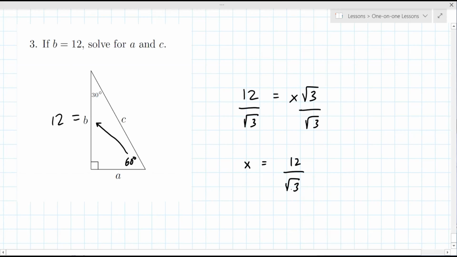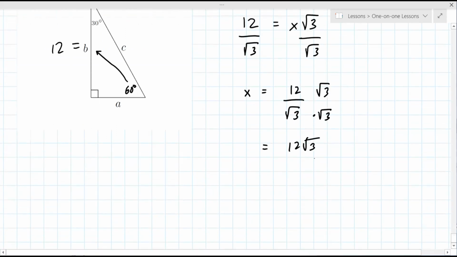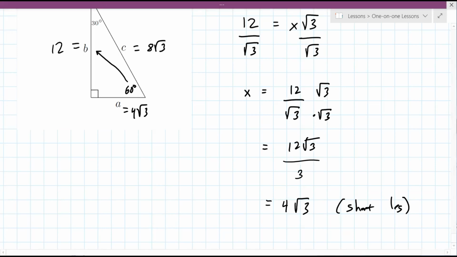Now we did this with 45, 45, 90s. What do you do here to get the root out of the bottom? Do you remember? Multiply by the square root of 3. So this becomes 12 square root 3 over the square root of 9, which is 3. So then you divide 12 by 3 and get 4 square root 3. And this is the short leg. No matter what, you can't say it's x. You have to say it's the short leg. The short leg is 4 square root 3. And then to find the hypotenuse, you double the short leg.